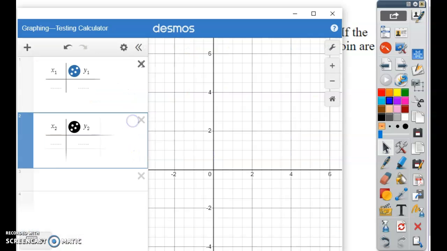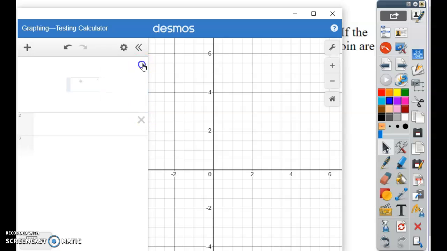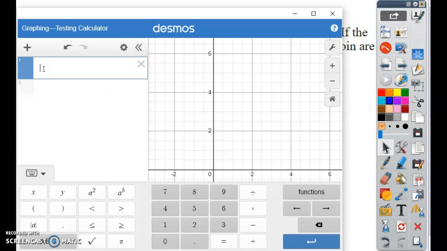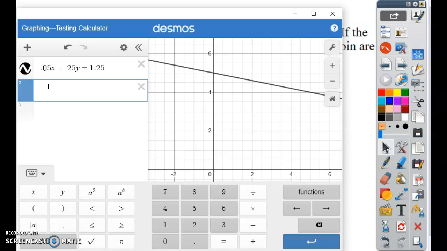You should have already paused the video. I'm going to start typing it in there, but you should have typed it before I typed it. So you don't put any dollar signs in there. You just put the numbers. 0.05X, that's my nickels, plus 0.25Y, that's my quarters, equals the total amount of money, $1.25. That's my first equation. My second equation is just the number of coins that they have. So my nickels plus my quarters equals 9 of them.